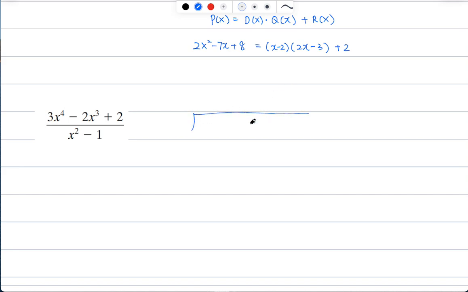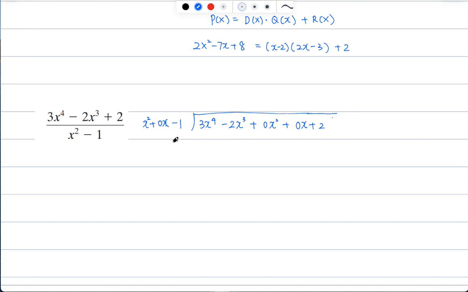So let's see. Here's 3x to the fourth power minus 2x cubed. We don't have x squared, therefore I put 0x squared. And we don't have x first power either, so plus 0x, and I'm not going to write the exponent here, plus 2, divided by x squared minus 1. Because the x first power is missing, I'm going to write x squared plus 0x minus 1.